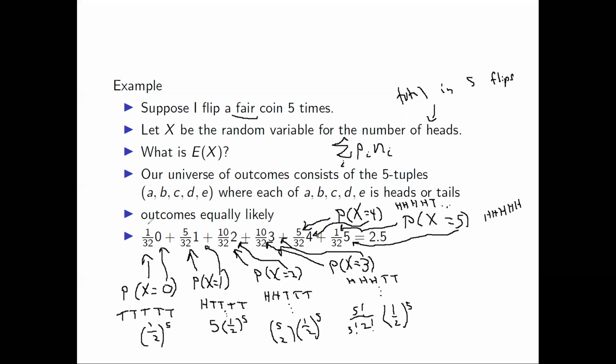So each of these, we can think of them as P0, P1, P2, P3, P4, and P5.